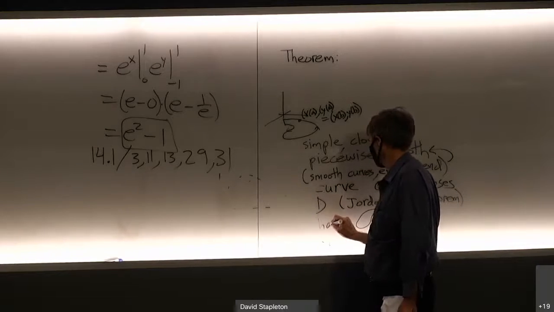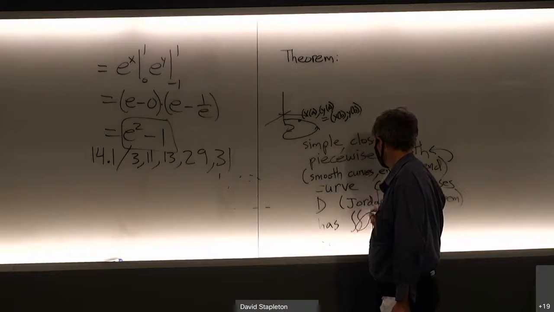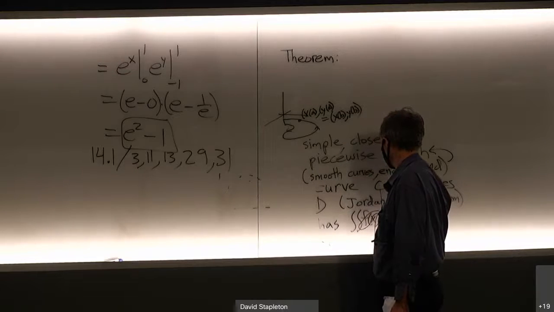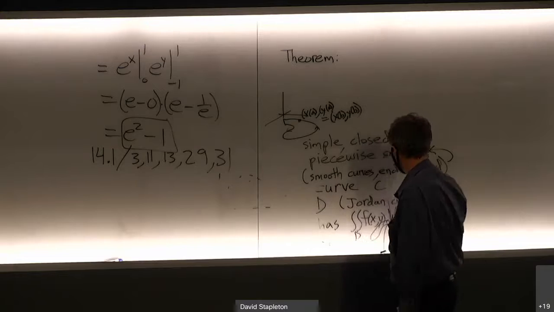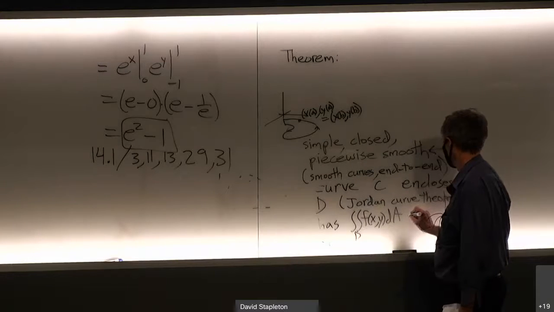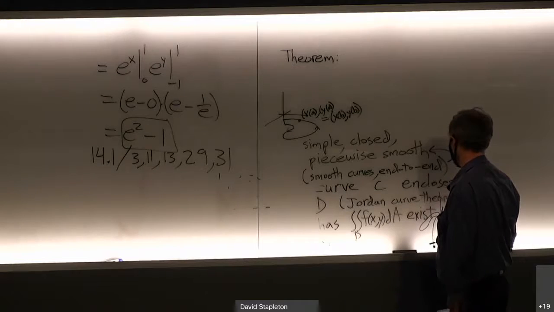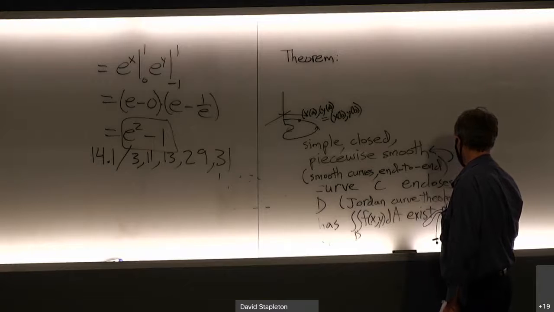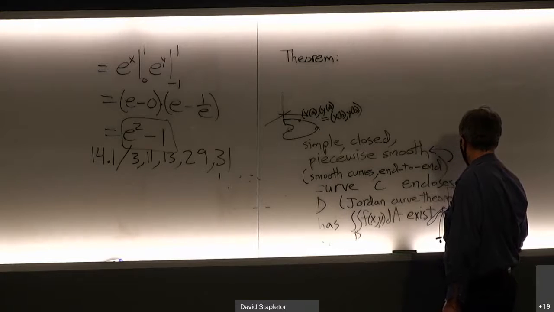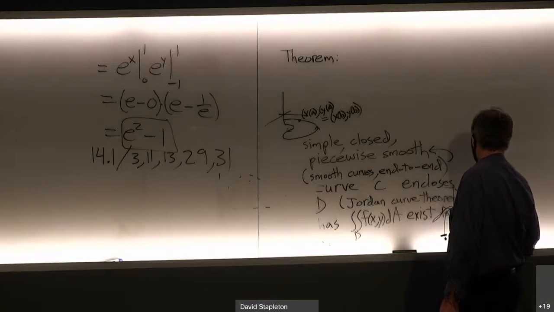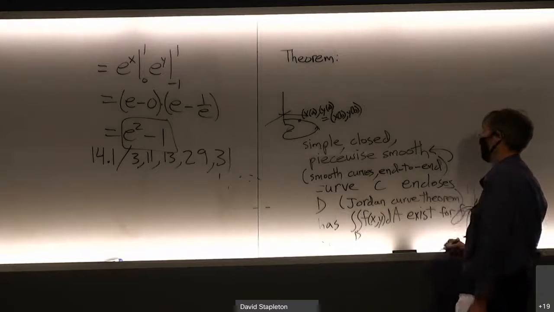Does the double integral exist when f is continuous over D, the enclosed domain? In other words, you get the same limit of the sum regardless of the partition and the points you choose, right? F continuous on D. So that's a nice theorem.